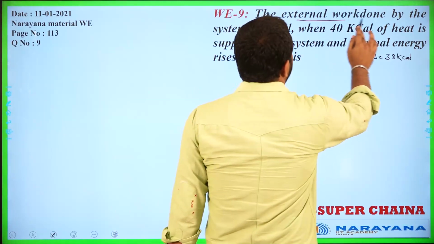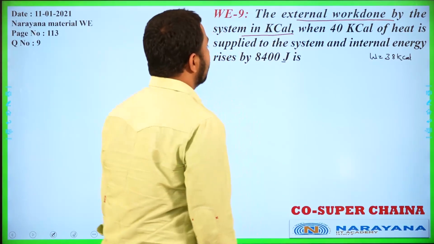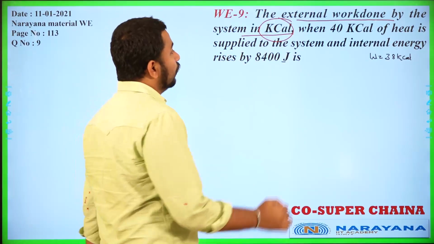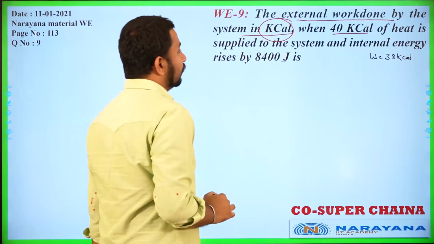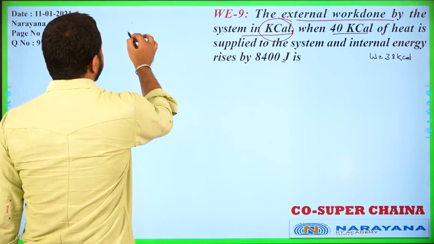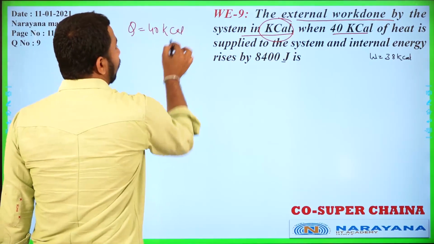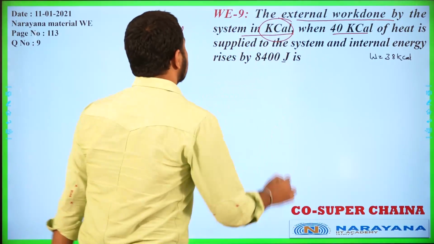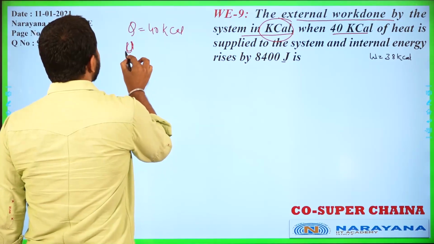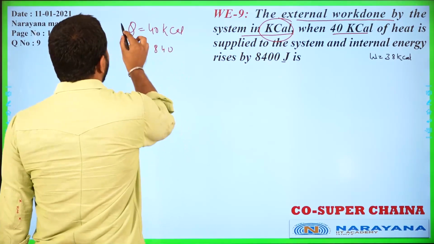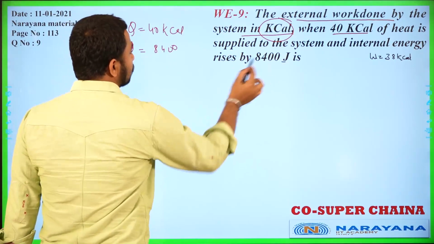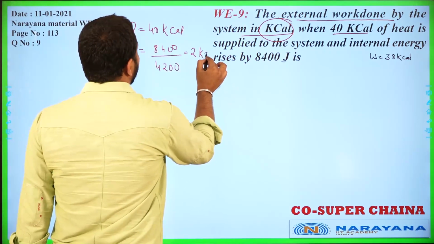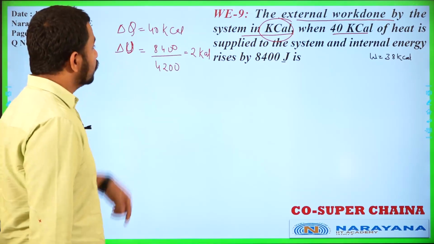The external work done by the system in kilocalorie you have to find. Just be careful on the symbol. When 40 kilocalorie of heat is given, Q is given as 40 kilocalorie. Internal energy is given, U is given as 8440 joule. Here delta Q is given and delta U is 8440 joule. So we will convert this into calorie and we will get U as 2 kilocalorie, students.